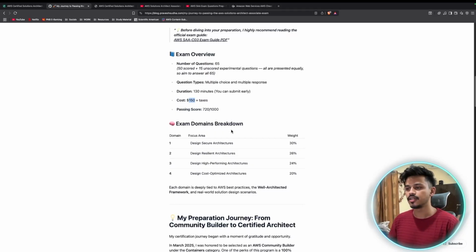And the last is cost optimized architecture, which holds 40% of the weightage. So this involves basically S3 services like Deep Archive Glacier, EBS snapshots, RDS snapshots, etc. Each domain is deeply tied to the AWS best practices, the Well-Architected Framework, and real world solution design scenarios. So make sure you read the official exam guide before starting.